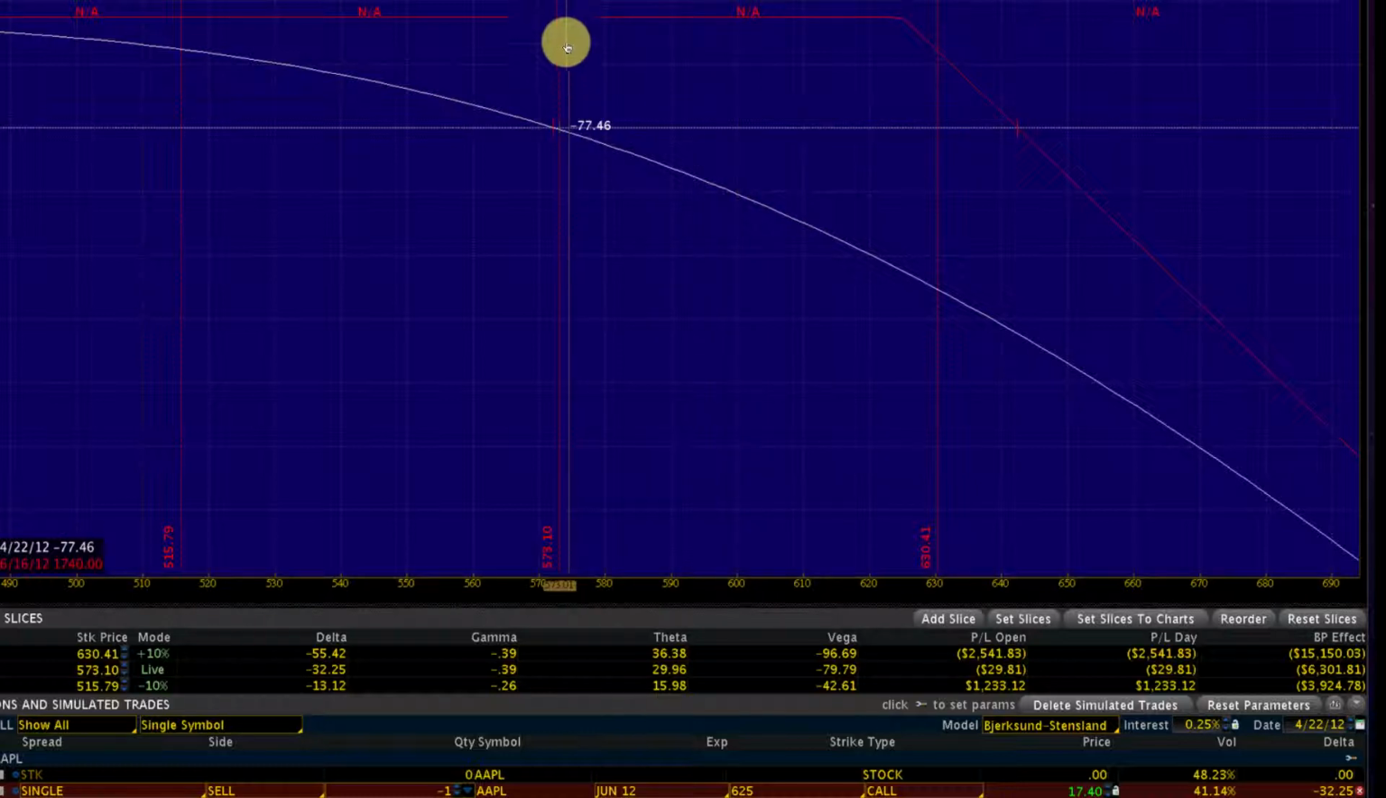Now, this is a clear advantage for a seller. So you'll most likely, if you're a seller of options, sell out of the money options because you want probability on your side. And in this case, probability is definitely on your side when you sell an out of the money option.